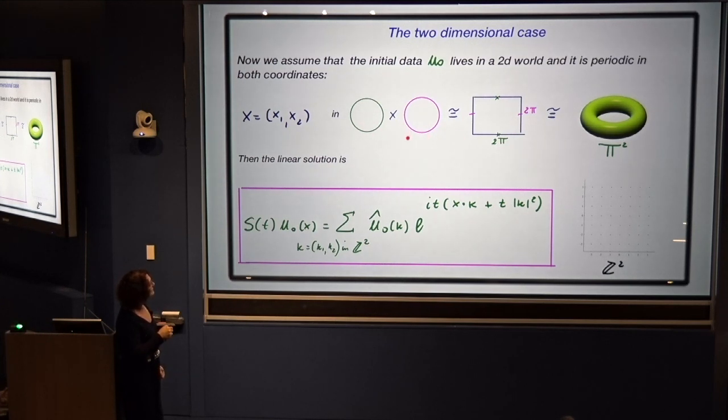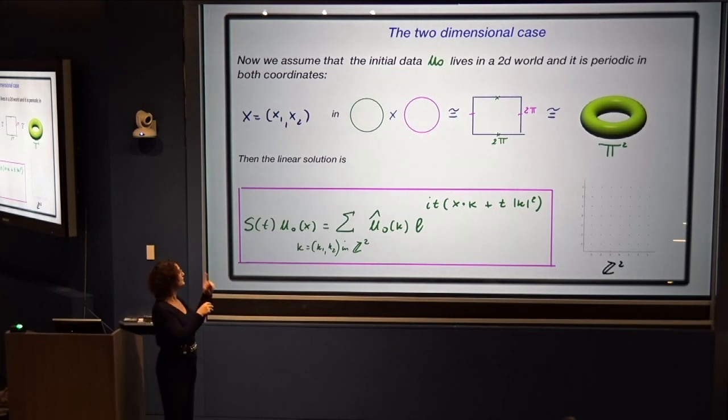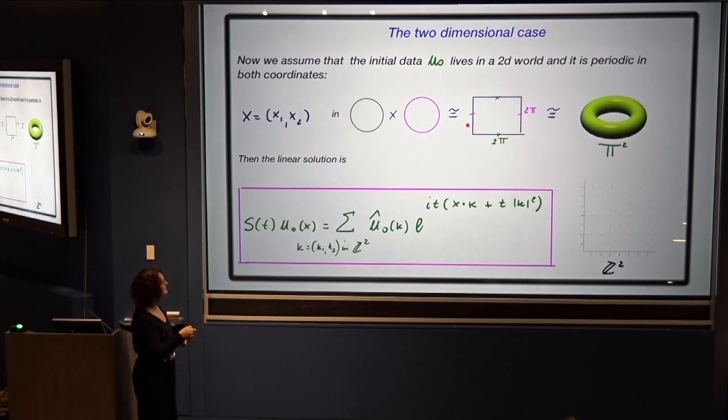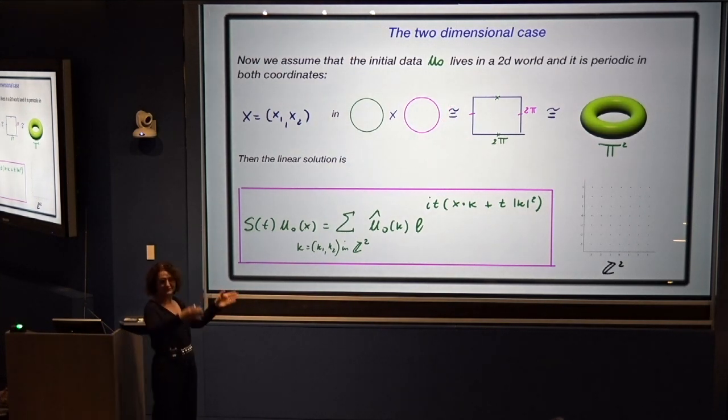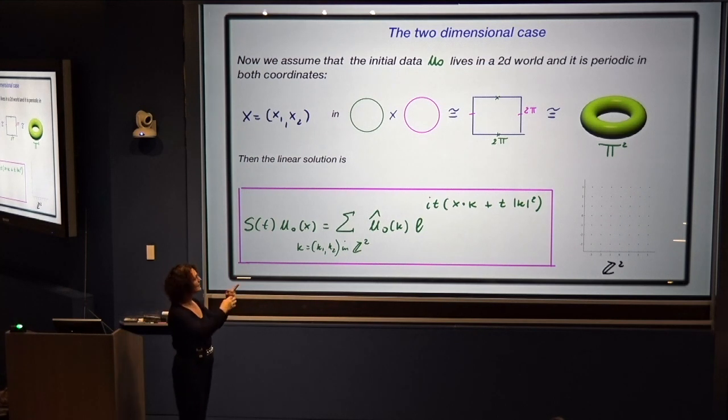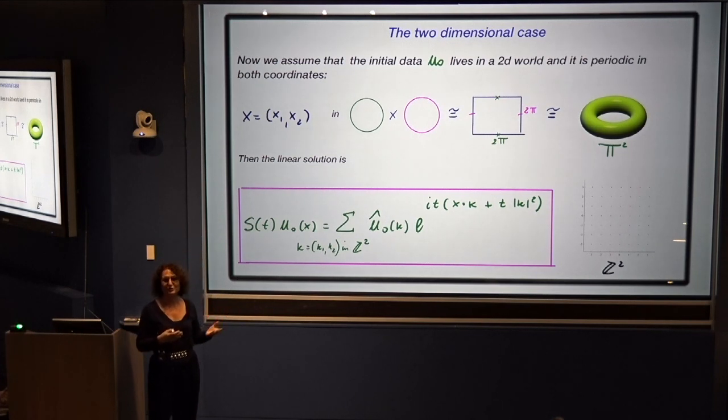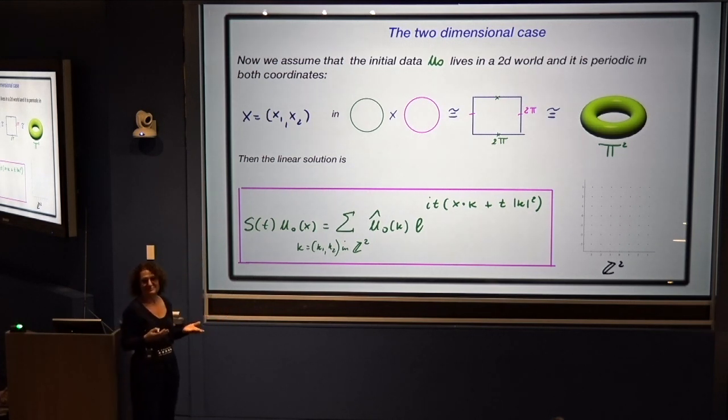But then I can identify these 2 circles, one for each dimension, with this rectangle, where, for example, in this direction, I'm going to put the purple circle down below, in the x direction, if you like. I'm going to put the green circle. And I can identify the 2 purple sides and the 2 green sides, and I'm going to get a torus. So from now on, you might hear me saying that I'm looking at the Schrödinger equation on a donut. And that just means that I'm looking at solutions that are periodic.